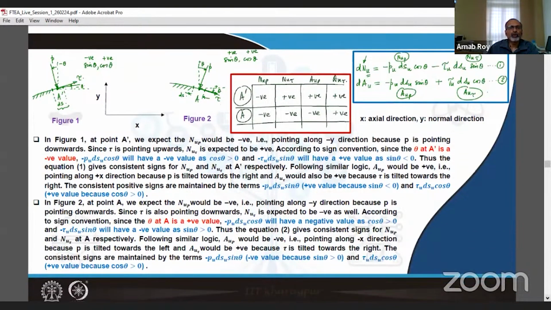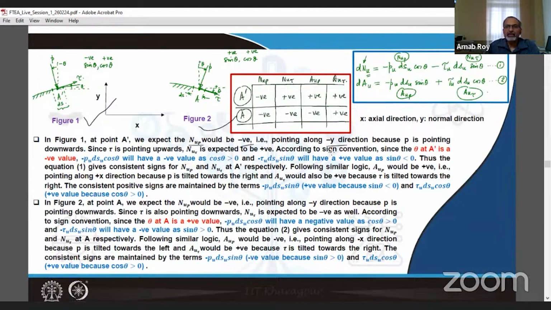When it comes to the sign convention, we can do a detailed analysis to figure out whether they are consistent. So if we refer to figure 1, it's the point A dash. In figure 2, it's the point A once again. And in figure 1 at point A dash, we expect N_u,p would be negative. That is pointing along the negative y direction because P is pointing downwards. Since tau is pointing upwards, N_u,tau is expected to be positive.